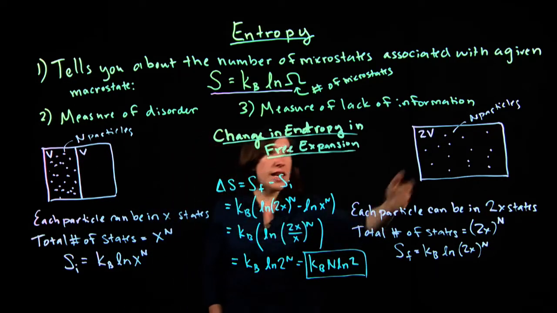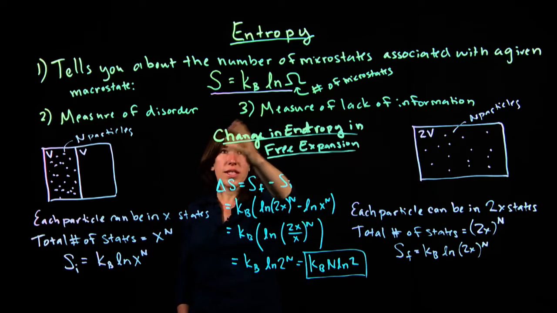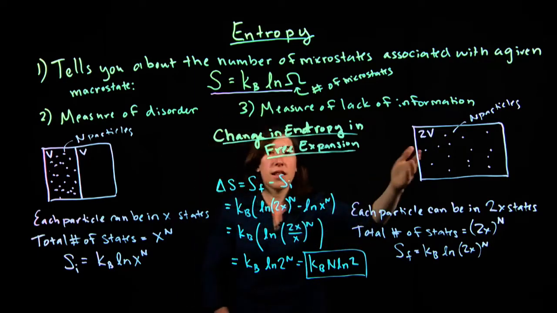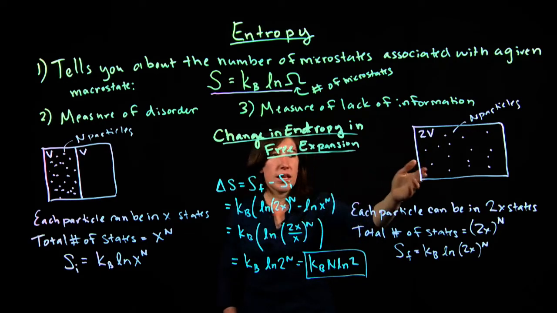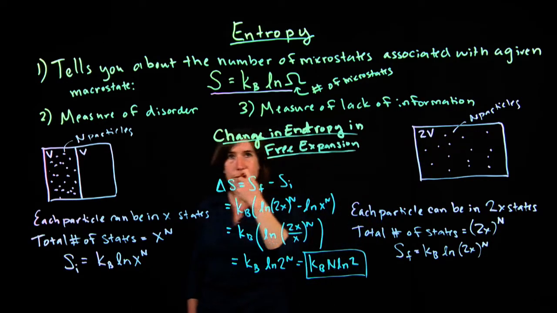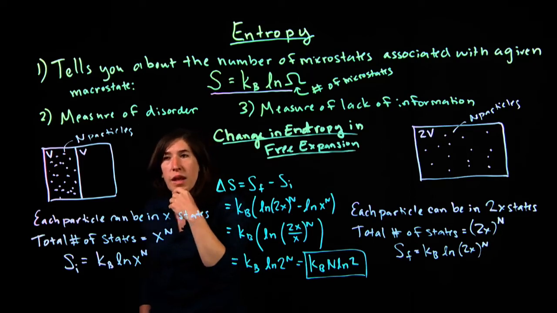So because we saw an increase in entropy, this is associated with the fact that we had an increase in the possible microstates associated with the particular macrostate. So hopefully that one was pretty clear.